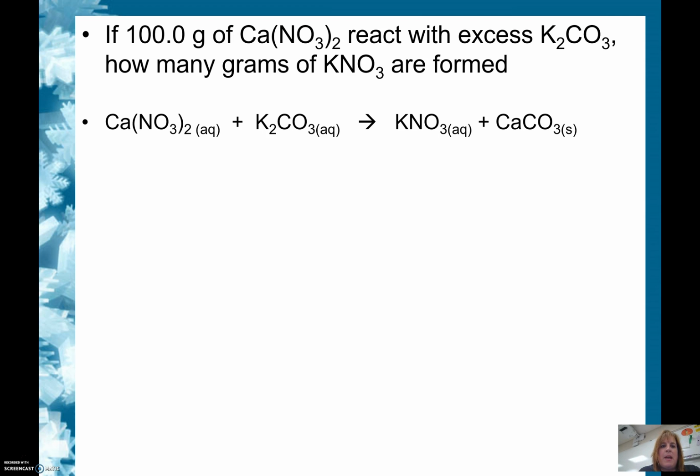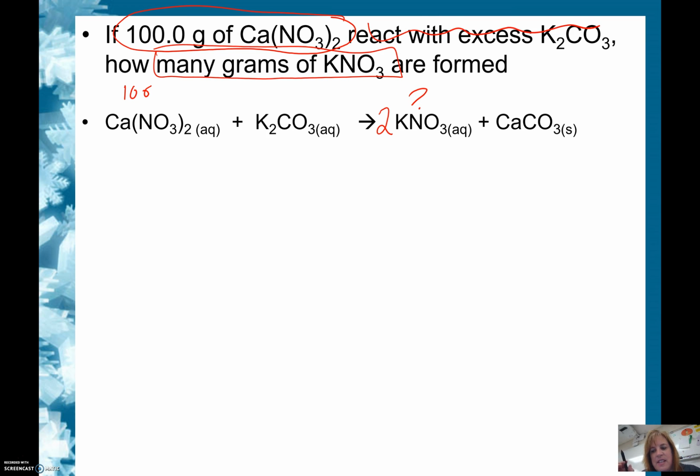Well, first we've got to balance. I have 1 calcium, 1 calcium. Calcium's cool, but I have 2 nitrates here and I only have 1 here, so we're going to put a 2 there. I have 2 potassiums, 2 potassiums. That is cool. I have 1 CO3, 1 CO3, so carbonates, check. All right, well that was pretty easy. So the number I'm given is 100 grams of this stuff. I want to know how many grams of potassium nitrate, so this stuff I've formed.